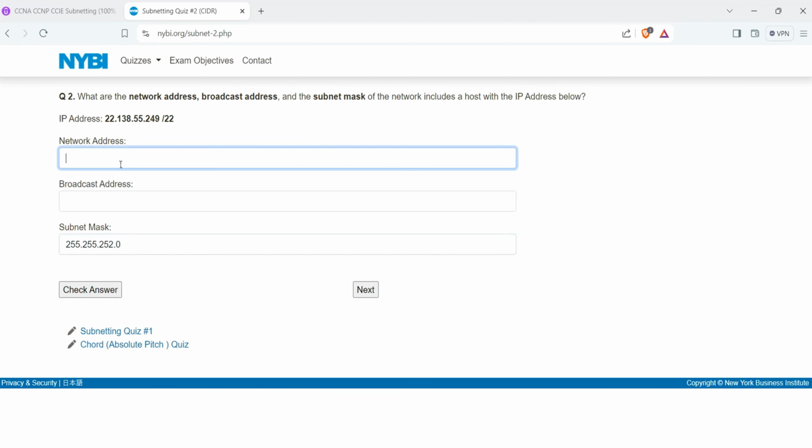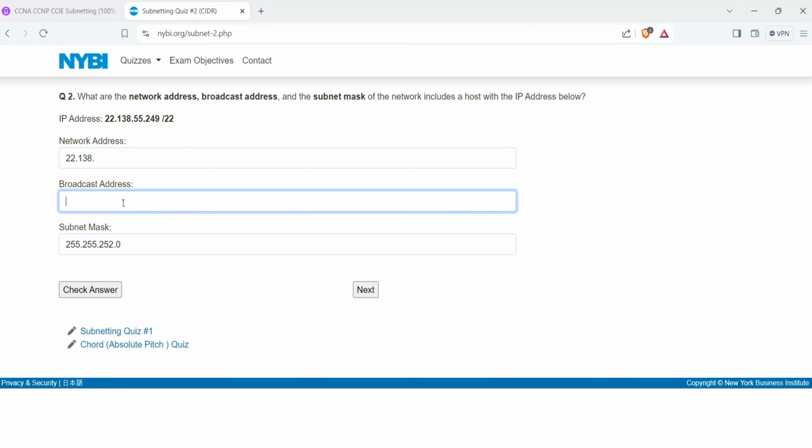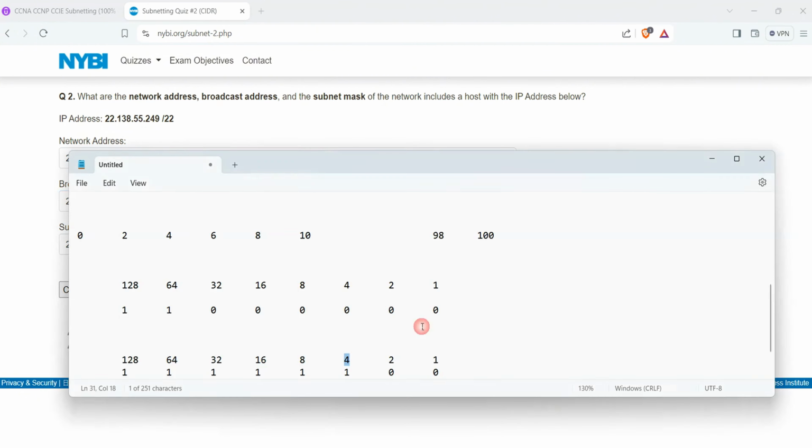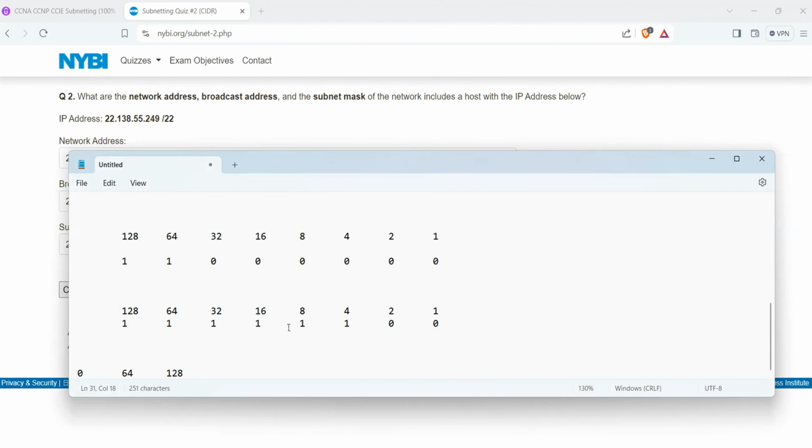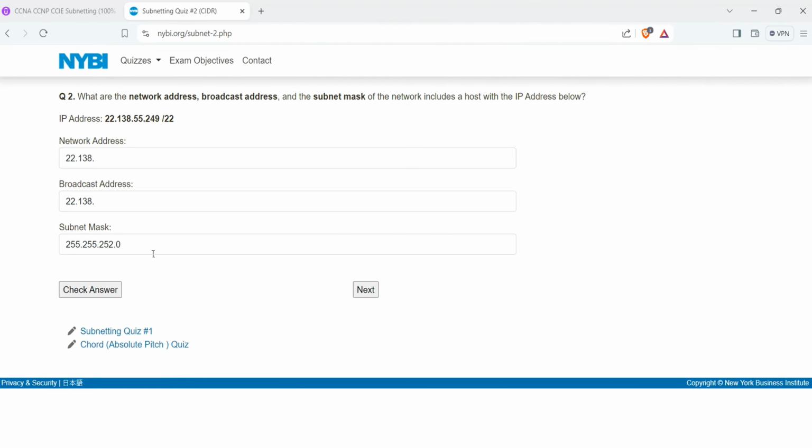252.0. So which ones don't change? Look at it. Two 255s. So 22.138 dot. Now, where does the 55 fall under? Well, the value of the last bit that I borrowed is a 4. So if the value of the last bit that I borrowed is a 4, my jump start is a 4. So it's actually 0, 4, 8, 12. I'm interested in 55. So 4 times 10 eventually is going to reach 40, 44, 48, 52, 60. Oh, between 52 and 60. So the network ID is 52.0. Watch this. The next network is 60.